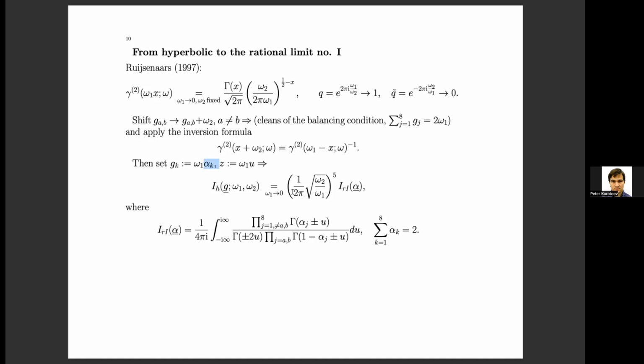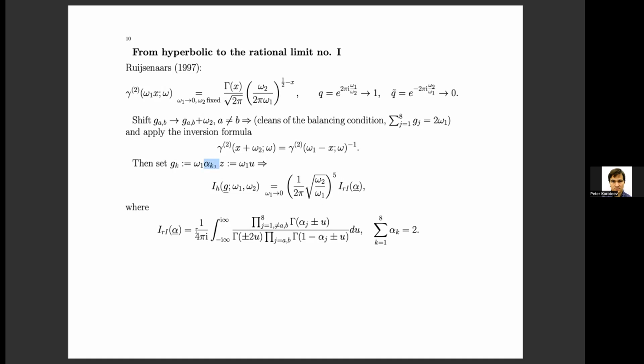So this hyperbolic integral diverges and goes to another integral, which is rational now. This is the letter R, subscript R, 1. It means that this is the first rational limit which I'm describing. Then there will be 2 more.